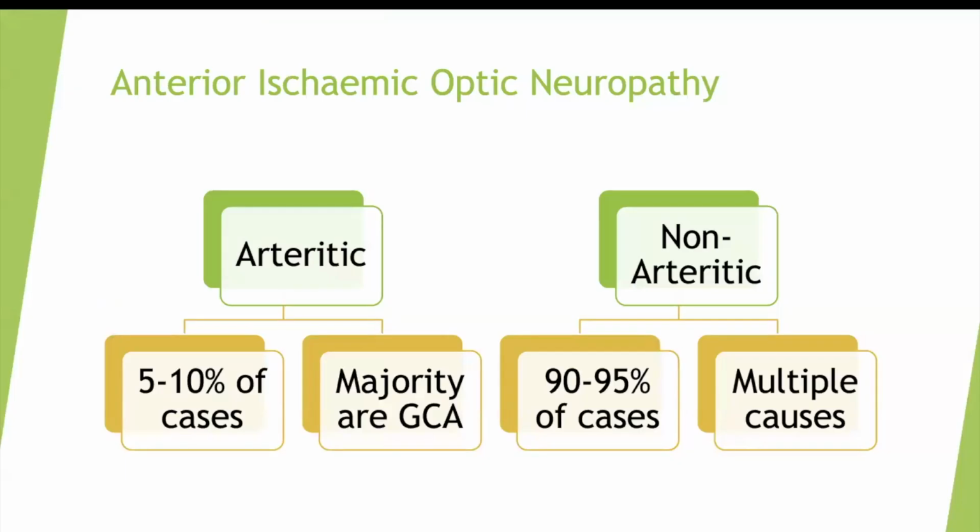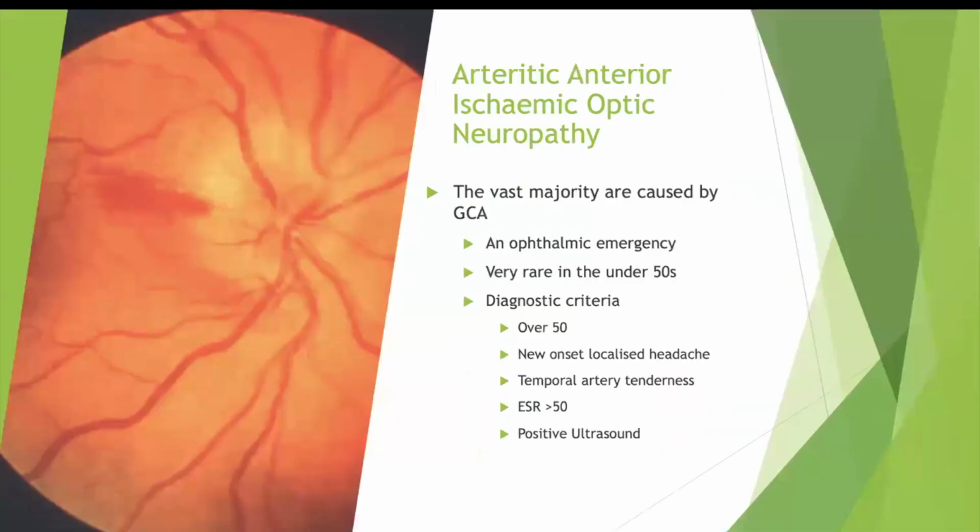So starting off with anterior ischemic optic neuropathy, it's divided into sort of your two types. So you've got arteritic and the non-arteritic. Now, the vast majority of the cases that you're going to see is going to be non-arteritic ischemic optic neuropathy. It makes up about 90 to 95% of the cases you're going to see, but about 1 in 10 of them will be arteritic. And of the arteritics, the vast majority are going to be GCA. There are other causes of arteritic optic neuropathy, but the vast majority are GCA. And then we'll also talk about the different causes of non-arteritic ischemic optic neuropathy as well. We'll start off with the arteritic.